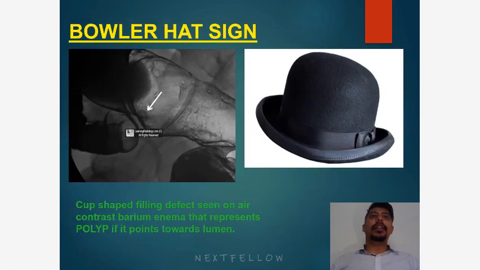Bowler's hat sign. So what is Bowler's hat sign? It is a cup-shaped filling defect seen on air contrast barium enema that represents a polyp if it points towards the lumen. And if the outpouching points outside the lumen, then it will be called a diverticulum. So this is the Bowler's hat, and the polyp gives the appearance of the Bowler's hat sign.